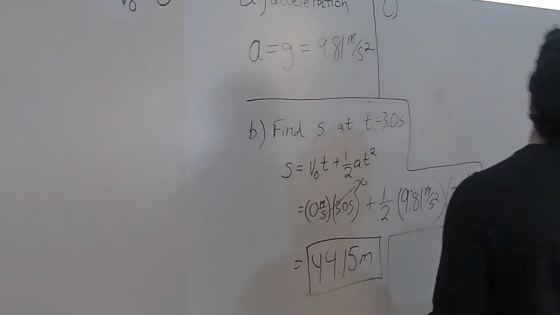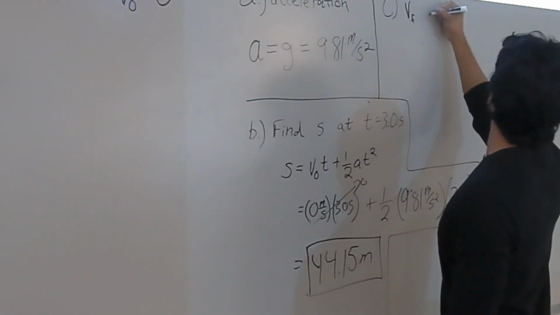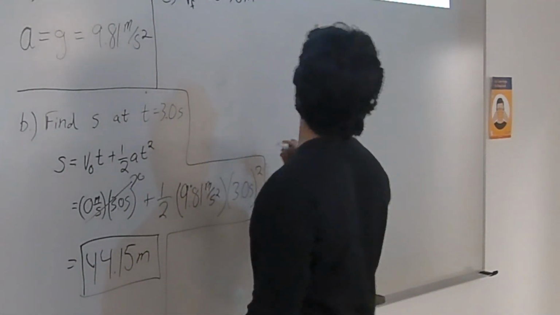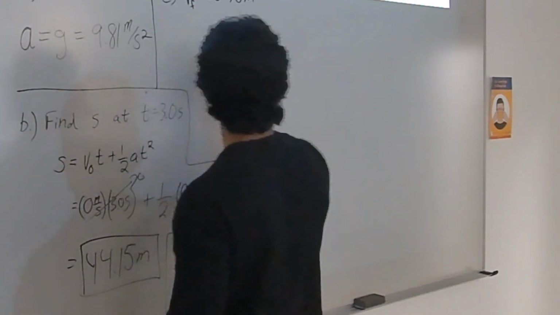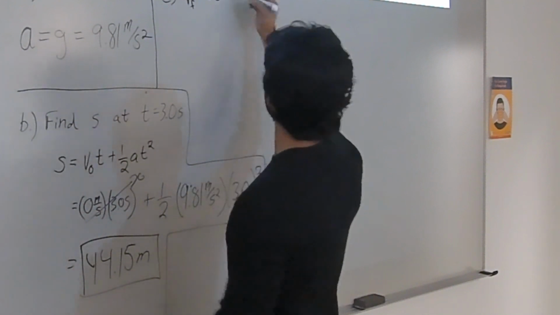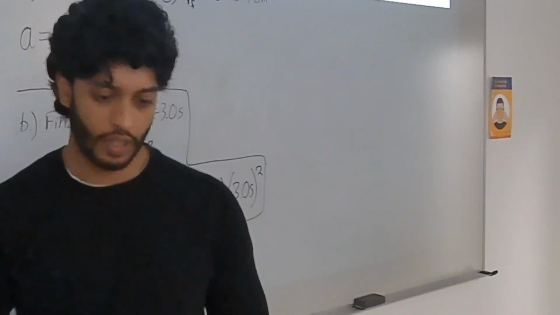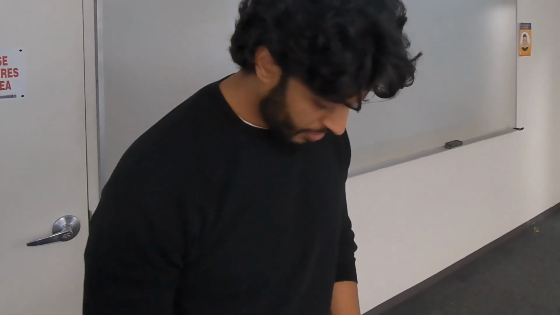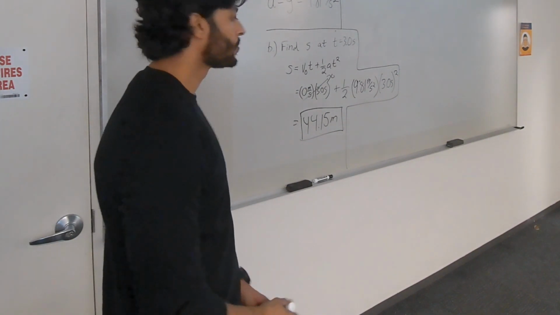All right, C. So we are finding VF at 70 meters. Our s equals 70 meters. Let me just write that down to make it easier for you guys to understand. That's what we're looking for. What formula would you guys use for this one?